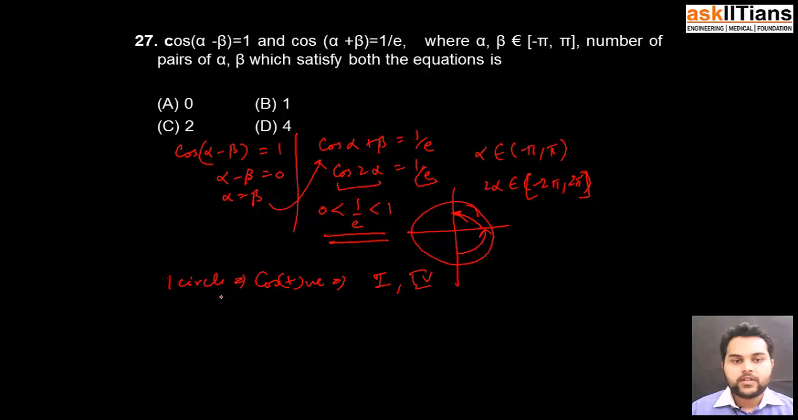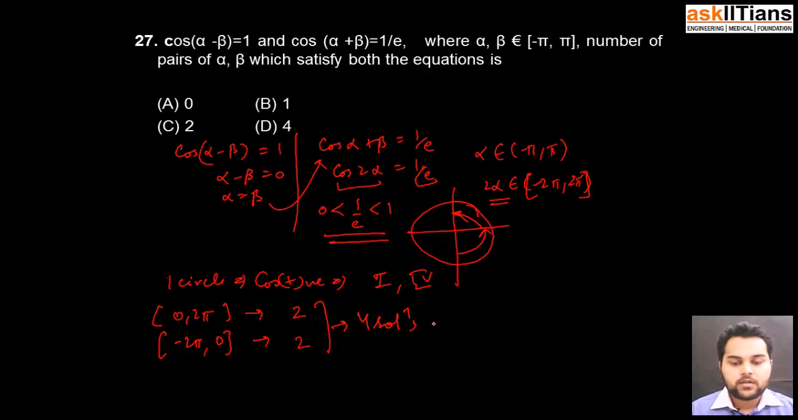So if I have to calculate for the value of 2 alpha lying between minus 2 pi and 2 pi, that would include 0 to 2 pi and minus 2 pi to 0, closed intervals. So it would have two values, and this would again have two values. That makes it a total of 4 solutions of alpha, and correspondingly 4 solutions of beta. That gives me 4 solution sets of alpha, beta satisfying the equations.